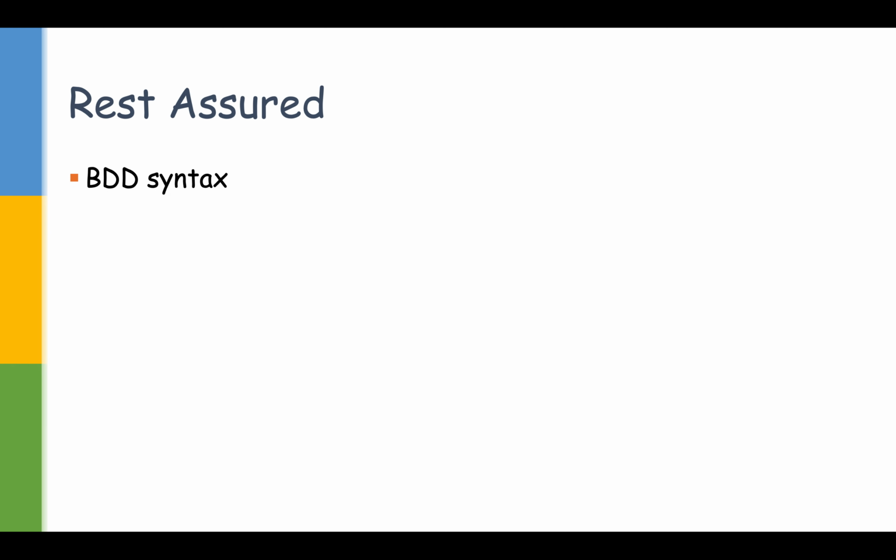So like we said, it supports BDD syntax, which is given when then. So those who have written Cucumber tests will find it very easy to understand the syntax, and you can read the code easily too. And like we said, it has support for Hamcrest assertion libraries. So on top of all the JUnit libraries, you have specific keywords or methods you can use.